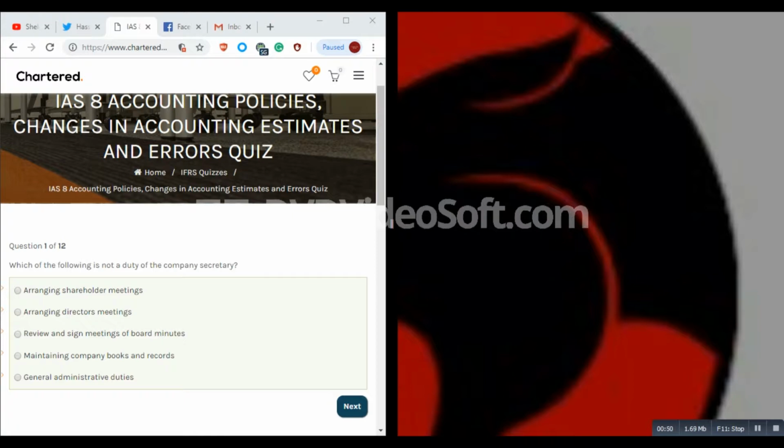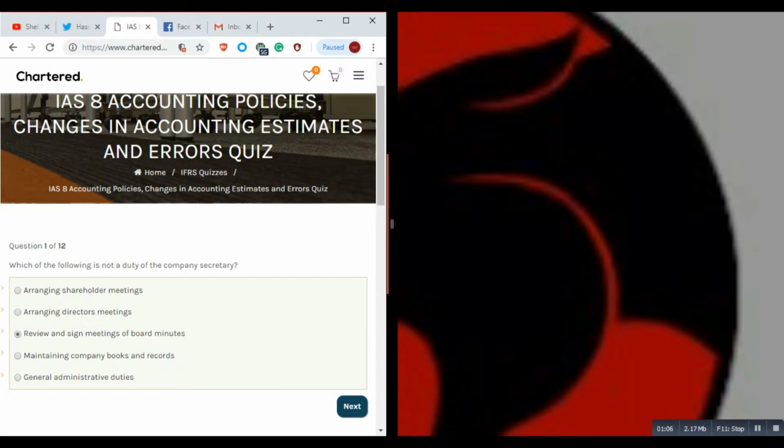Arranging shareholder meetings is a duty. Arranging directors meeting is a duty. Review and sign meetings or board minutes is a duty of a chairperson or chairman. Maintaining company books and records is the duty of the company secretary, and general administrative duties. So the third option is the correct one, as per the question.